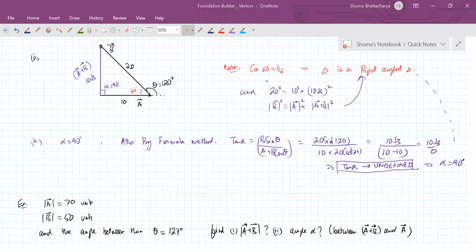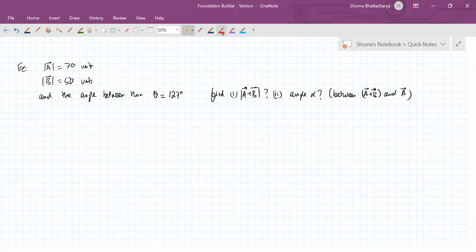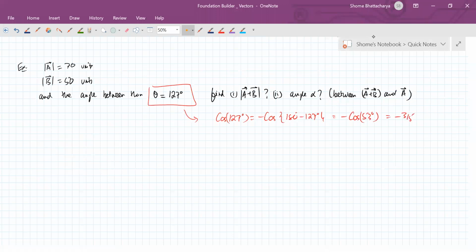Yeah, anybody got the answer yet? So first of all, you have to figure out what will be cos 127. No? So for that you have to use that formula. For this angle, it will become minus of cos (180 minus 127) degrees. So that is minus cos 53 degrees, so that is minus 3 by 5. Correct. Giselle, that's correct.